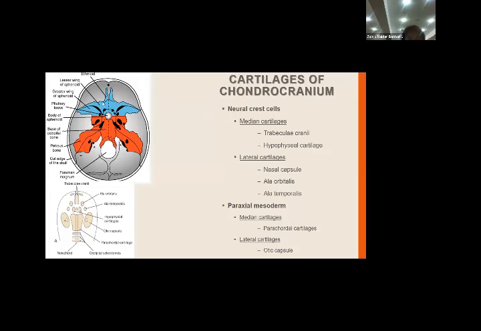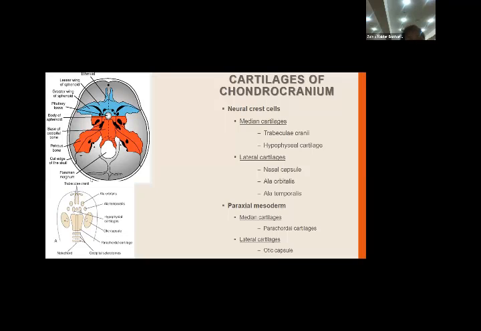अच्छा जी, अब न्यूरल crest जो हैं वो किन cartilages में develop करते हैं? Neural crest cells midline में ये trabecular cranii and hypophyseal cartilage. So इस line से आगे approximately this was the site, this is the cranial limit of notochord. ठीक है? So anterior to this part, all these cartilages develop from neural crest cells.